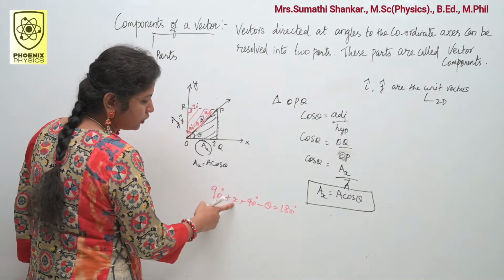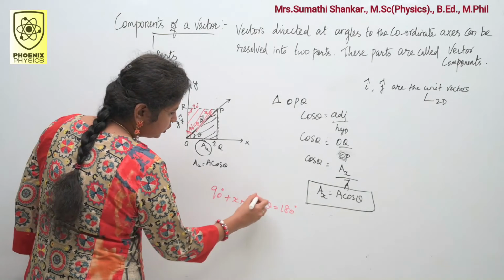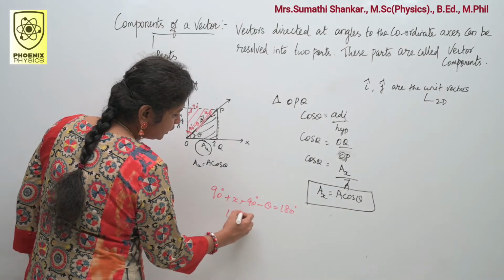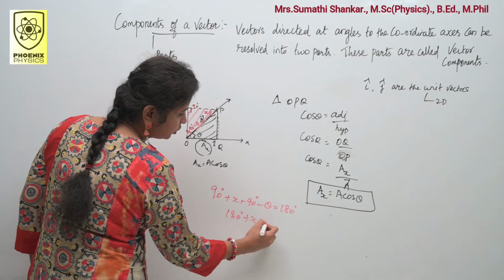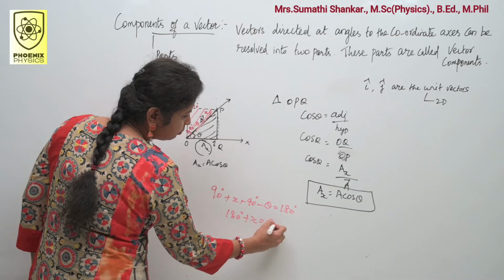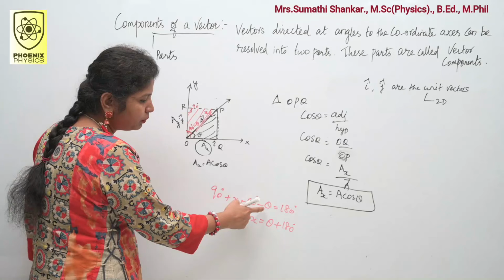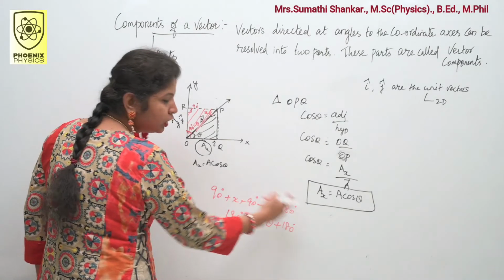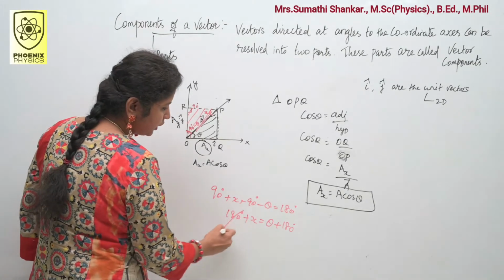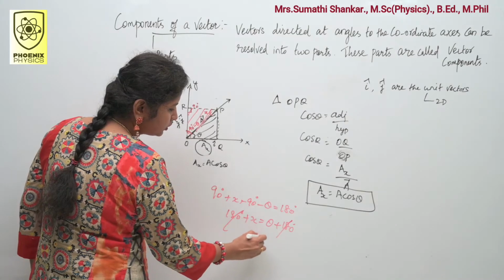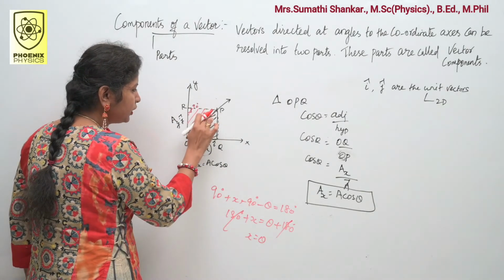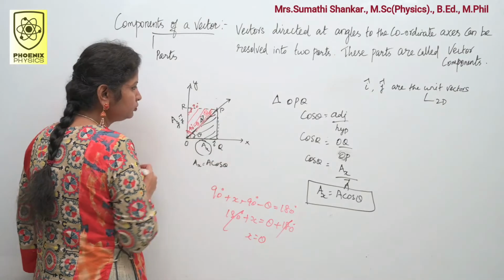My aim is to find x. So 180 degrees plus x is equal to theta plus 180 degrees. Just bring this minus theta to the right-hand side and cancel the 180 degrees. So x is equal to theta. Instead of x, you write theta.